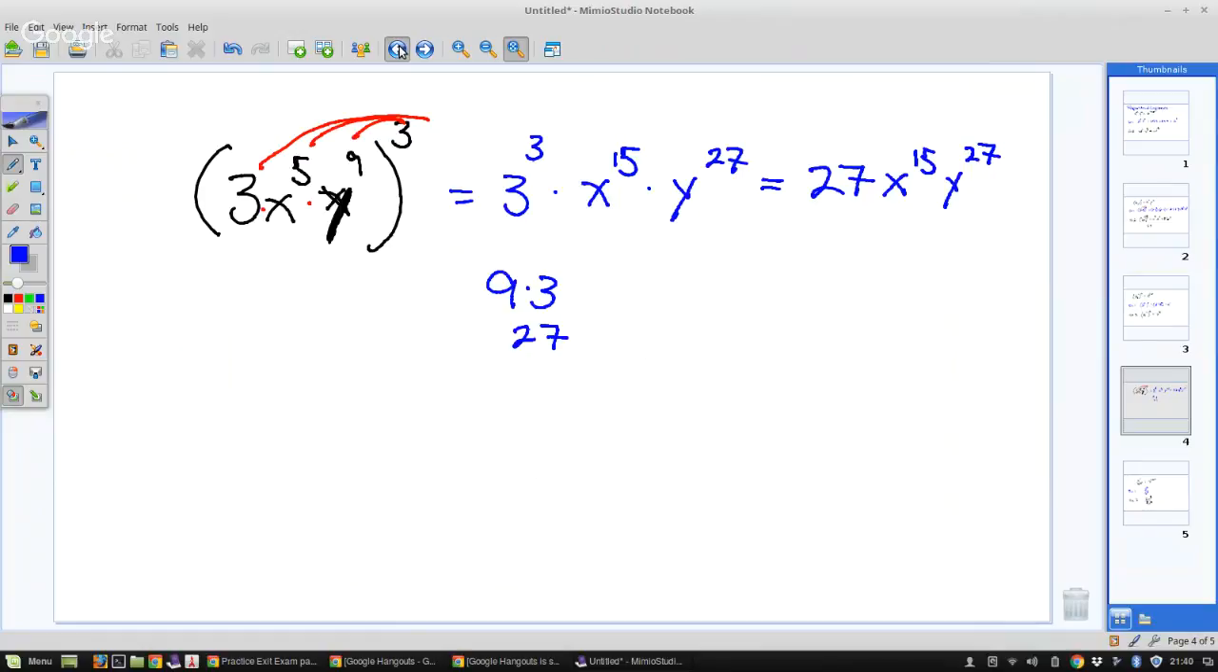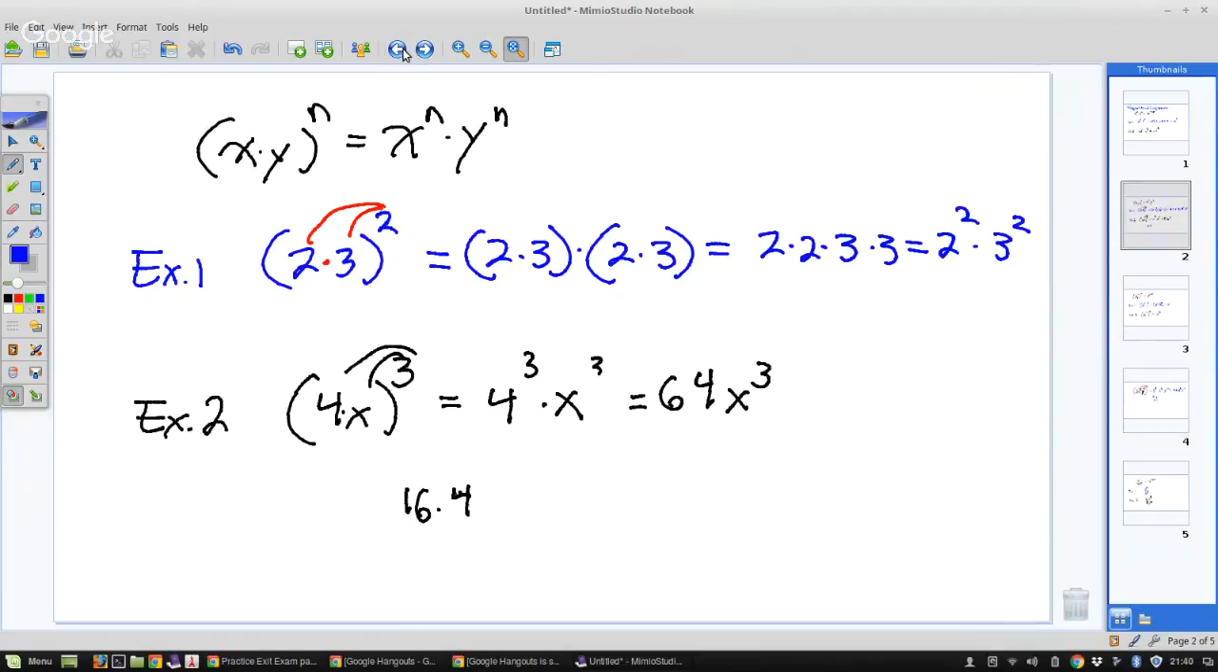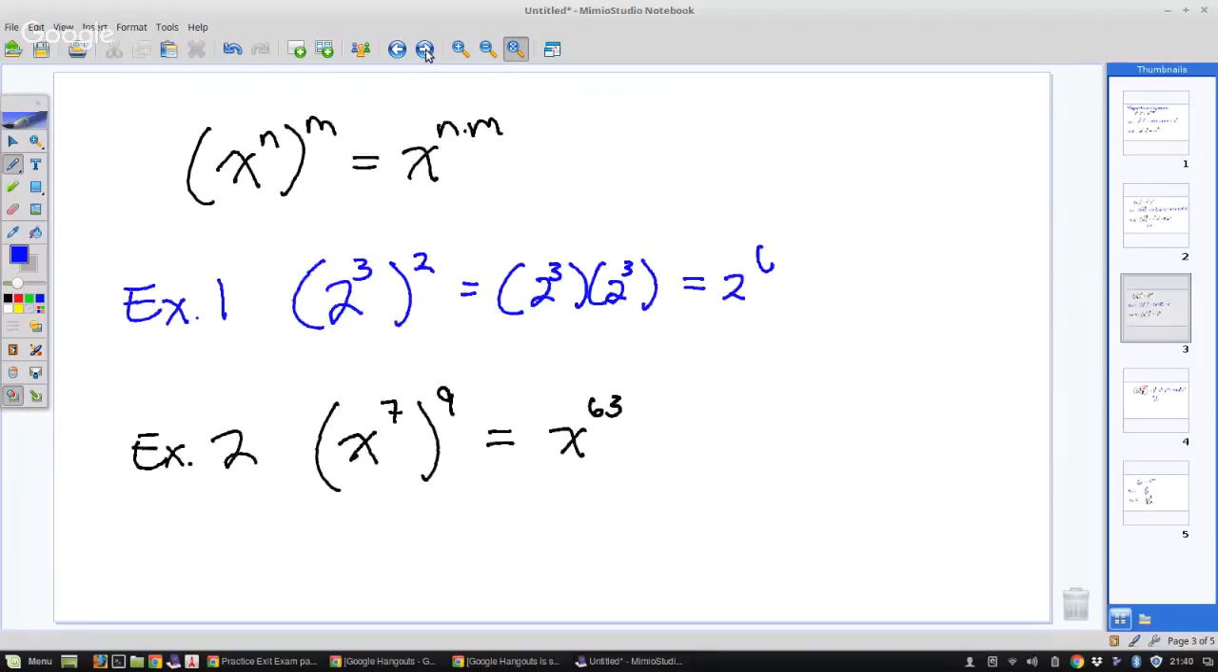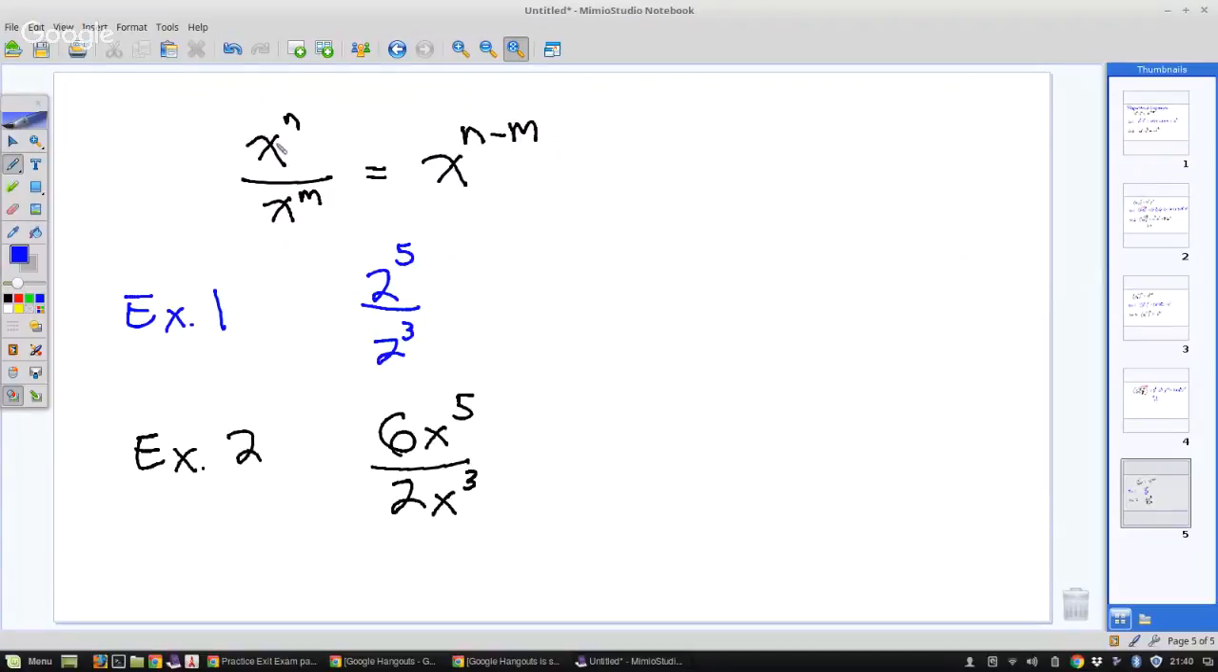Now, this first rule right here has a division counterpart. So let's take a look at that. If you have two powers that you're dividing and they have the same base, you can subtract the powers. So we can look at why here. So there are 5 2's in the top.